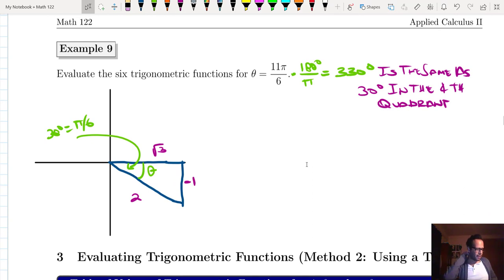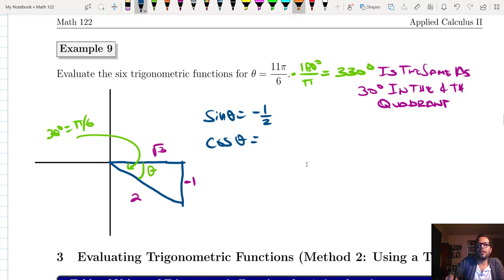Okay, so let's evaluate the trigonometric functions. So sine theta, which is opposite over hypotenuse, right? In this case, -1 divided by 2, which is -1/2. Cosine of the angle theta, 11 pi over 6, equals adjacent divided by hypotenuse. Okay, in this case, the square root of 3 divided by 2.